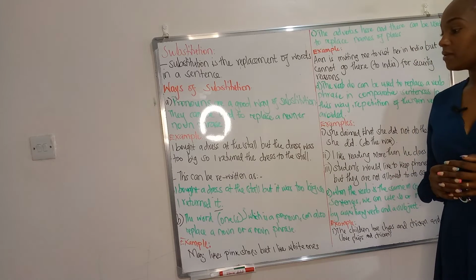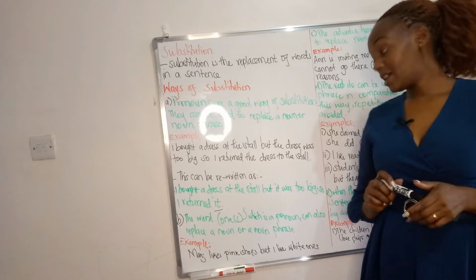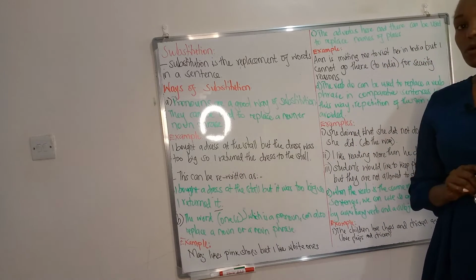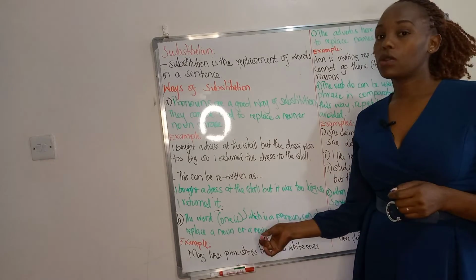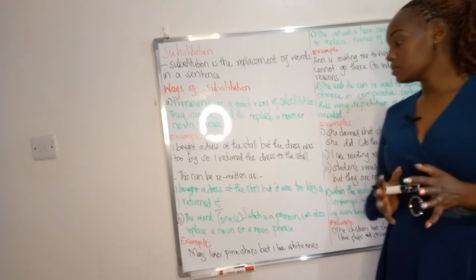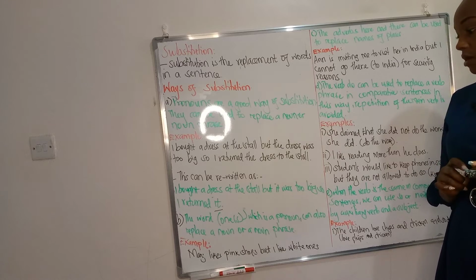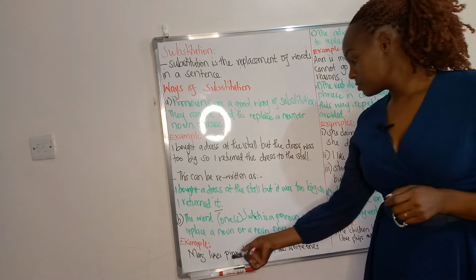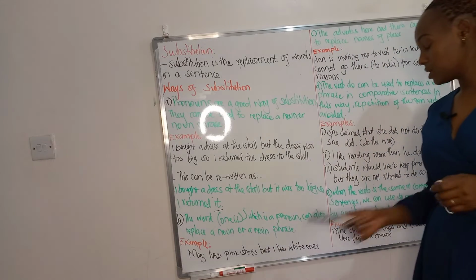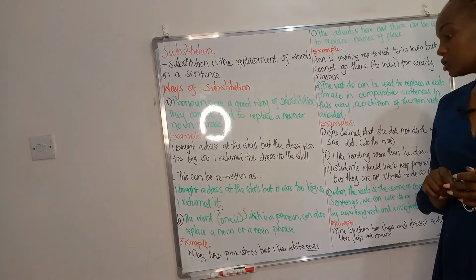The second way of substitution, the word one or ones, which is a pronoun also, can also replace a noun or a noun phrase. When we use the word one or ones, we use it to replace a noun or a noun phrase, like in the following example. Mary likes pink shoes, but I like white ones. Ones here has been used to replace shoes.